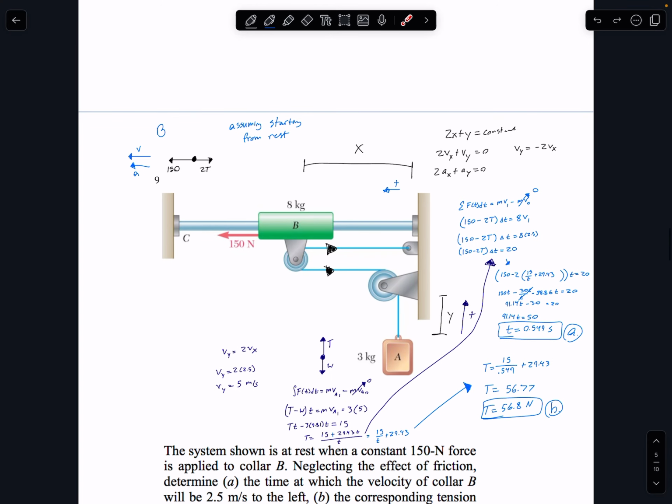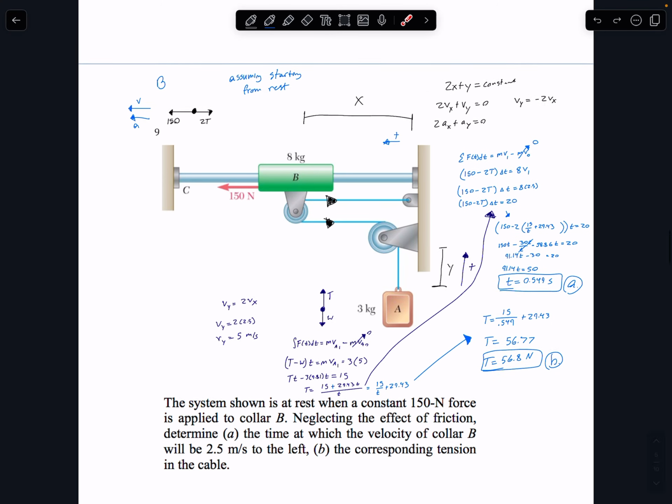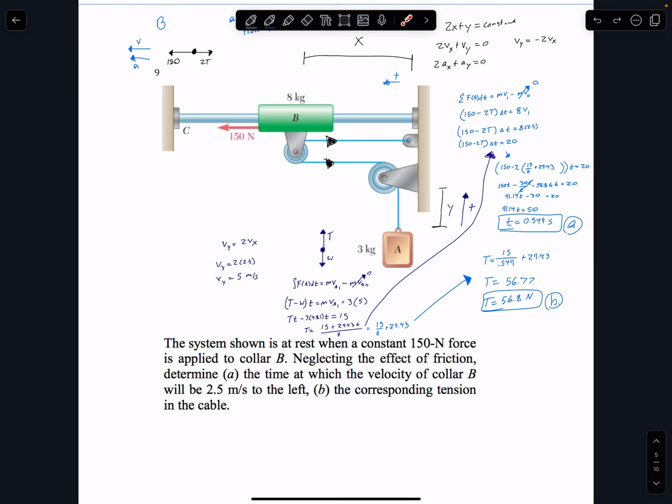And problem 9: we have a system initially shown at rest, but then we have a 150 Newton constant force going to the left on the collar. No friction. Determine the time at which the velocity of the collar B will be 2.5 meters per second to the left, and the corresponding tension in the cable.